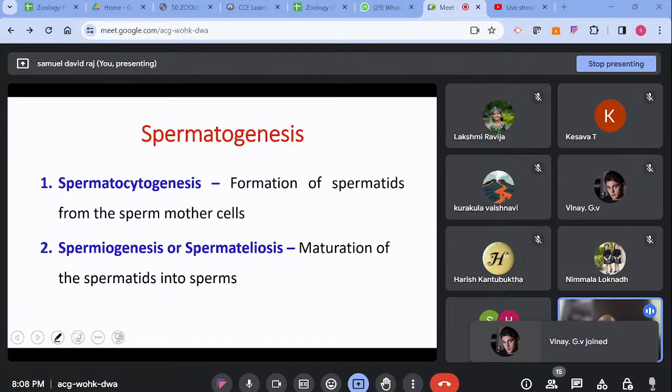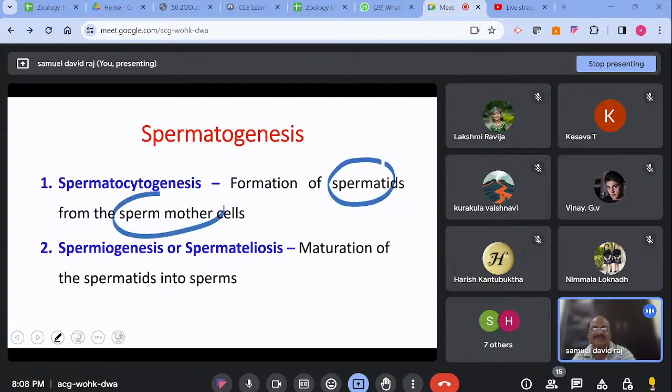Spermatogenesis is divided into two phases. One is called spermatocytogenesis. It is nothing but the formation of spermatids from sperm mother cells. So you have to remember this. Spermatogonia are the sperm mother cells which increase in size to form primary spermatocytes that divide to form secondary spermatocytes that divide to form four spermatids.